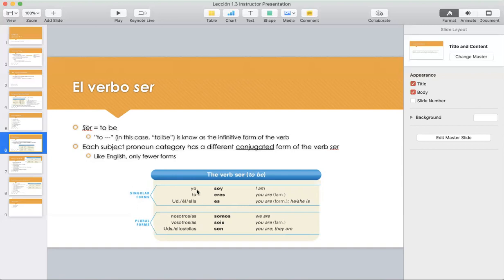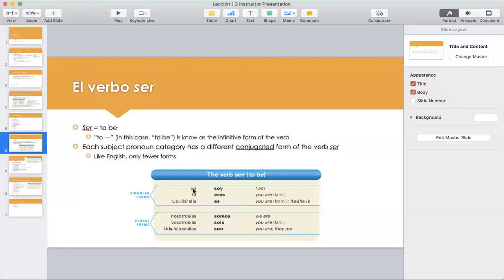So you see the first one, we have yo soy, I am. Now in Spanish, as I was saying before, it's not mandatory to use the pronouns. Why? Because from the actual verb, we are able to recognize who is talking. So if I say yo soy, I'm saying I am. If I say soy by itself, it still means I am. But remember, if you just say yo by itself, it just means I.